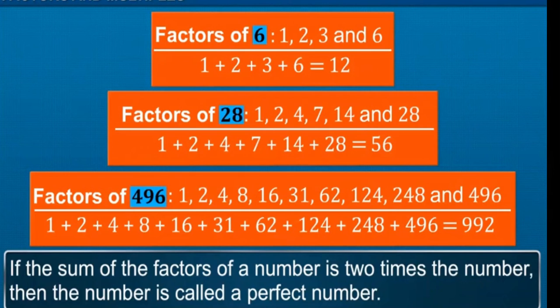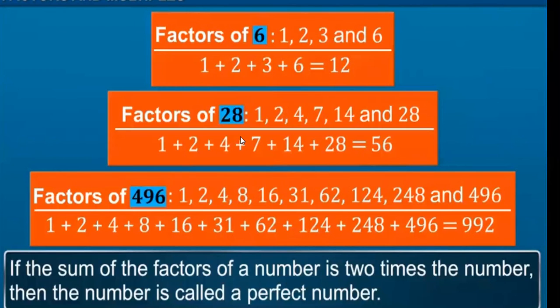Okay, so you can just write down this one, the perfect numbers, that is 6, 28 and 496. So these are the perfect numbers. Perfect numbers means that when we add the factors, the answer will be 2 times the number. Here, 1, 2, 3 and 6: if you add them, you will get 12. 12 is 2 times 6. Now, in the same way, 28: 1, 2, 4, 7, 14 and 28, if you add them, we get 56, which is 2 times 28.